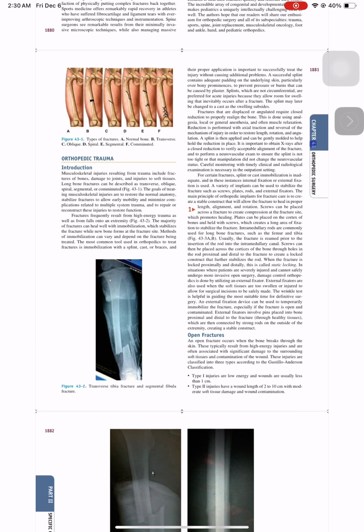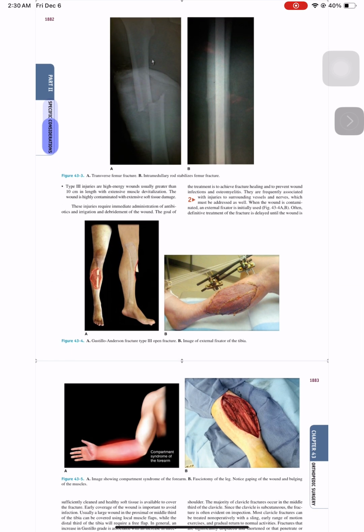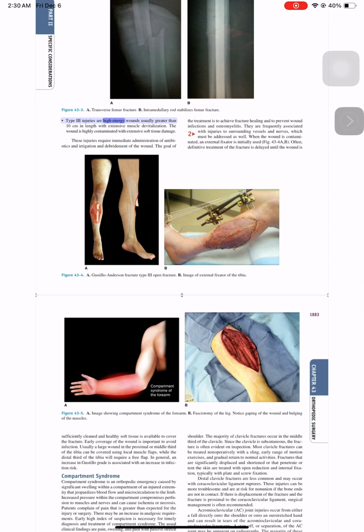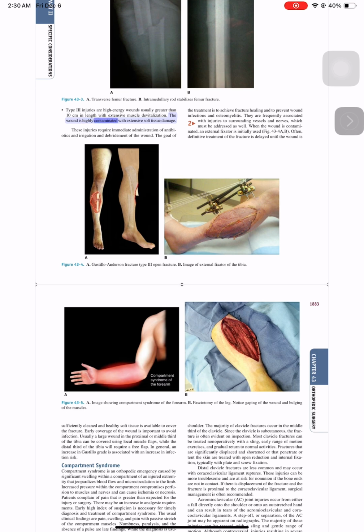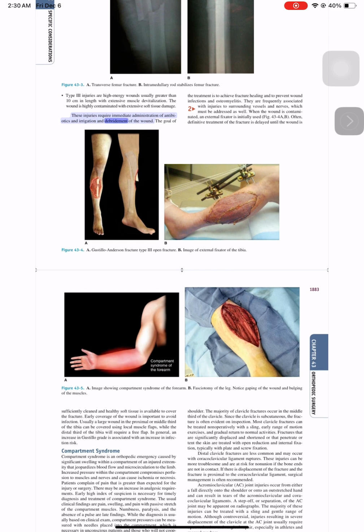Chapter 43, Orthopedic Surgery. Figure 43-3. A, Transverse femur fracture. B, Intramedullary rod. Type 3 injuries are high energy wounds, usually greater than 10 centimeters in length with extensive muscle devitalization. The wound is highly contaminated with extensive soft tissue damage. These injuries require immediate administration of antibiotics and irrigation and debridement of the wound.